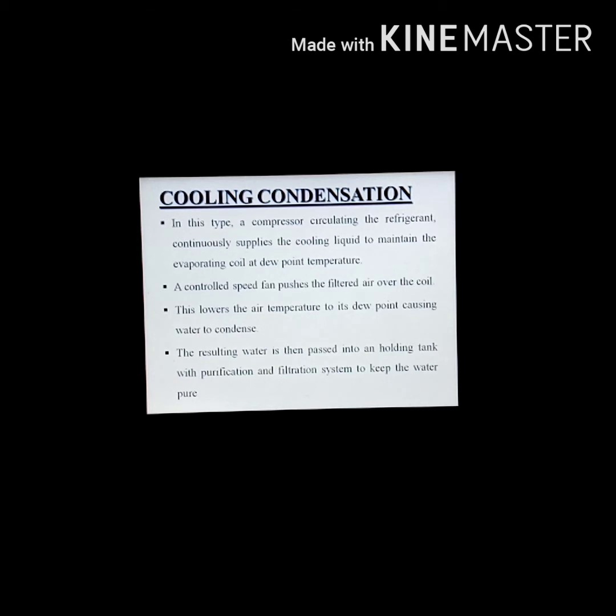Then a controlled fan pushes the filtered air over the coil. As the coil is at dew point temperature, the airborne water vapor will condense to liquid. The liquid will then be collected in the holding tank with a purification and filtration system to keep the water pure.